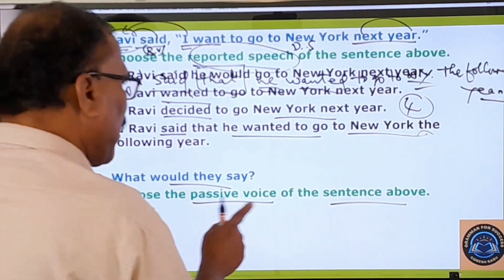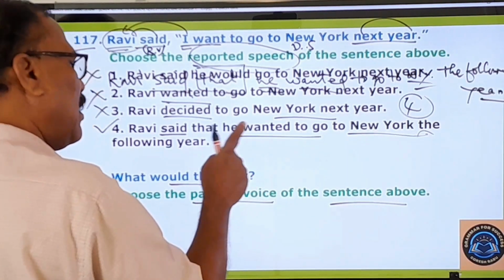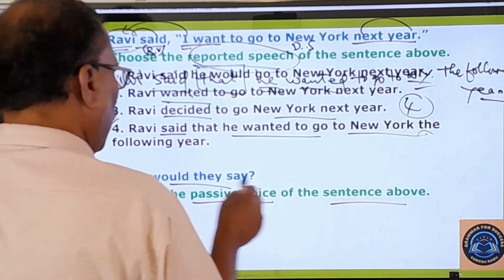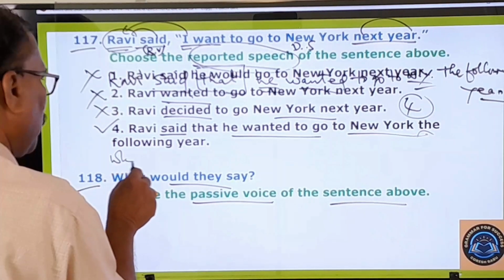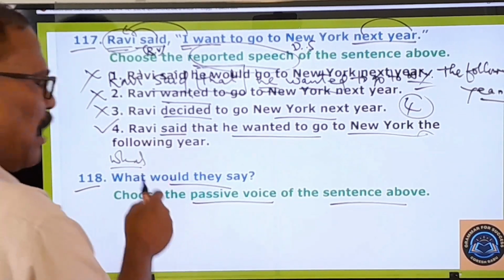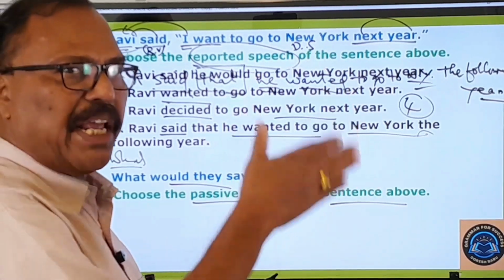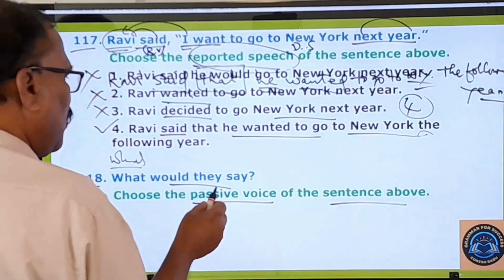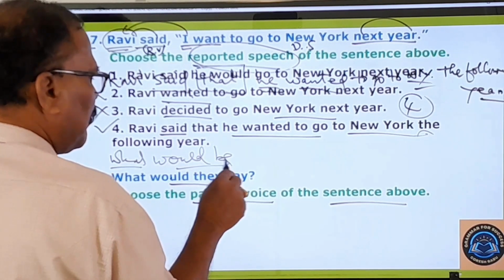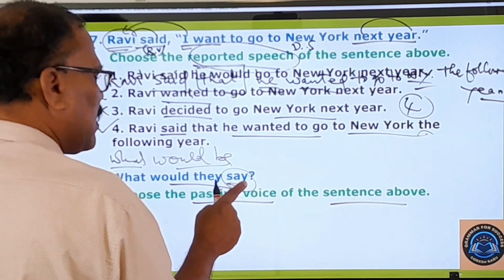Okay, and choose the passive voice of the sentence above. So before we look at the options, let us change this sentence on our own into passive voice. Here, this would is there. This helping verb must be turned into would be, just like should be, can be, may be. So would is turned into would be. After this would be, the main verb should be used. What is the main verb? Here say is the main verb.